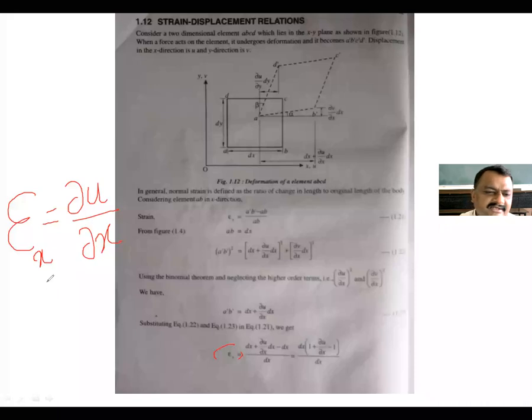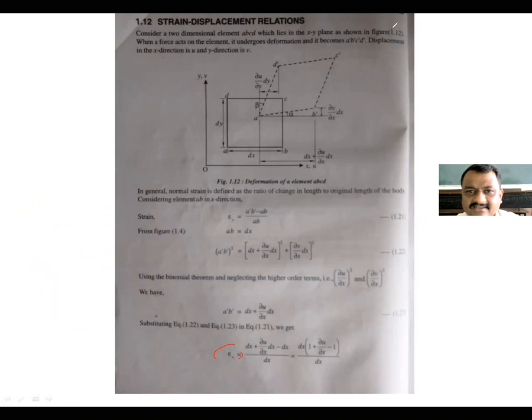Similarly, for y it changes to v and y. Similarly, for epsilon z it changes to w and z, because u, v, w are displacements in the x, y, z directions, right? So we have obtained three direct strains here, epsilon x, epsilon y and epsilon z.